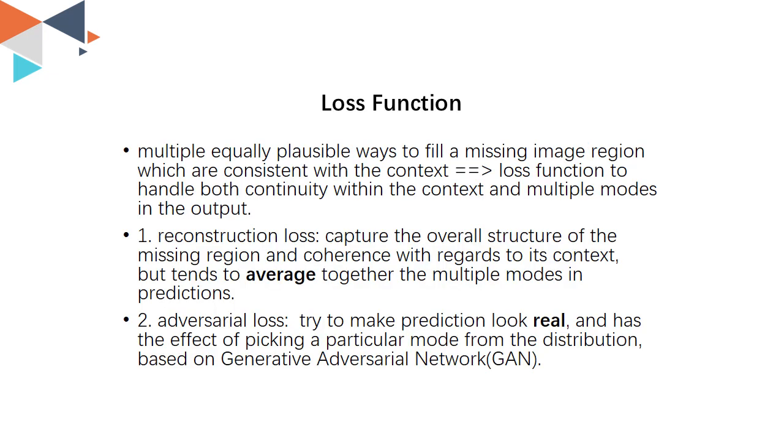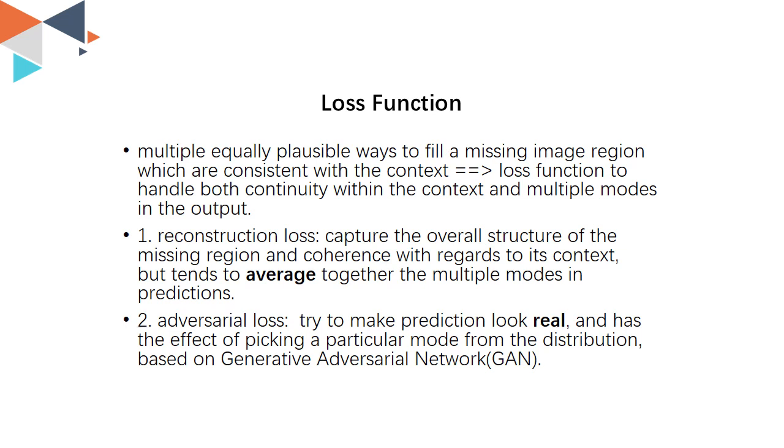Now let's see the loss function. The loss function is important in CNNs. Machine learning can be seen as a kind of optimization problem, and the loss function is a cost which it wants to minimize during the learning period. In this particular problem, because there are multiple equally plausible ways to fill a missing image region which are consistent with the context, the loss function is used to handle both continuity within the context and multiple modes in the output, and thus consists of 2 parts.